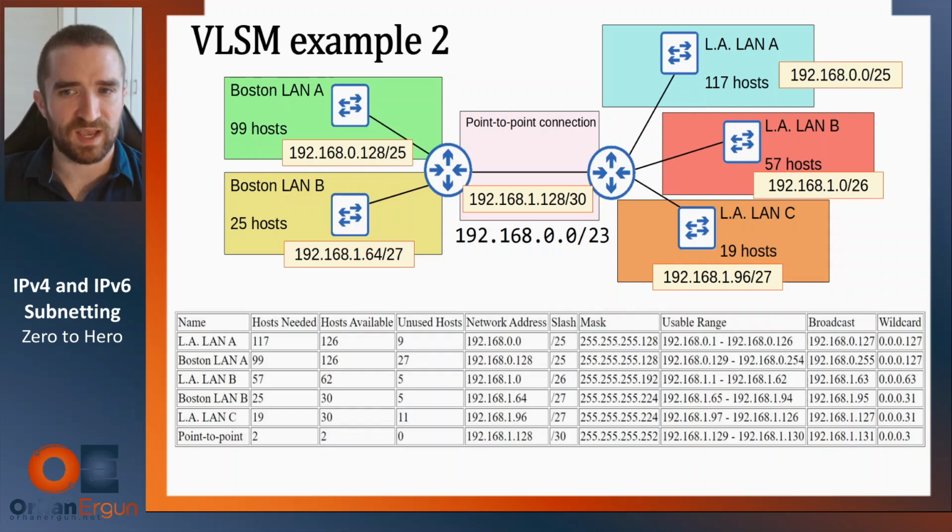Okay, the next largest one after that was LA LAN B. We needed 57 hosts, and we used a /26 prefix length, which gives us 62. Perfect. So that's the network address, 192.168.1.0/26. This is the usable range, .1 to .62, and the broadcast address. And you can look at the rest of the chart yourself here.